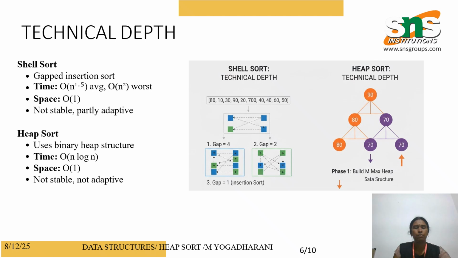So the technical depth of heap sort is, the time complexity of shell sort is big O of n square in worst case, and space complexity is big O of n, and it is not stable and partly adaptive. And heap sort has the time complexity of big O of n log n, because when we maintain a tree structure, the complexity must be big O of log n, or big O of n log n. So don't forget it. And space here also big O of n, and this one also not stable and not adaptive.